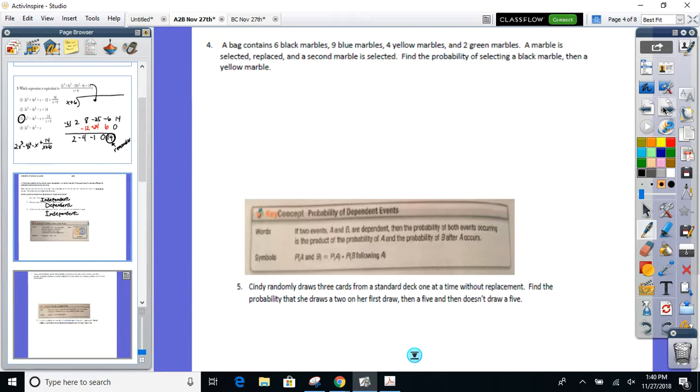We got a bag, 6 black, 9 blue. You can read the rest. We get it. A marble selected, replaced, and then a second marble is selected. Hey, is this independent or dependent? I'm hearing 2 here. What do I do with that first marble? I replace it, right? So this would be independent, right? I put it back in.